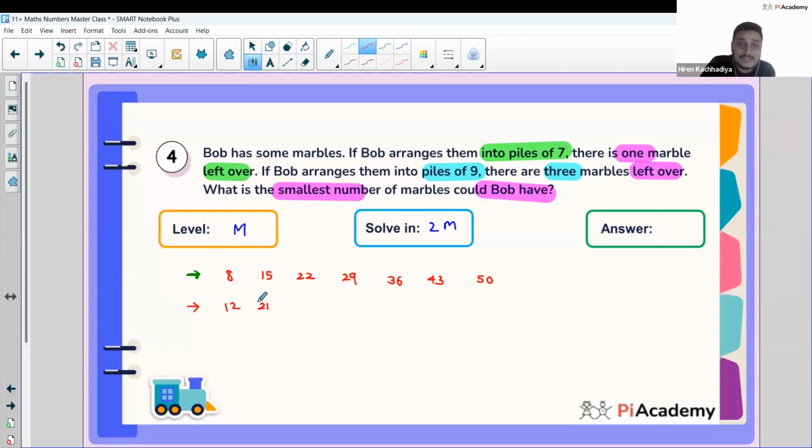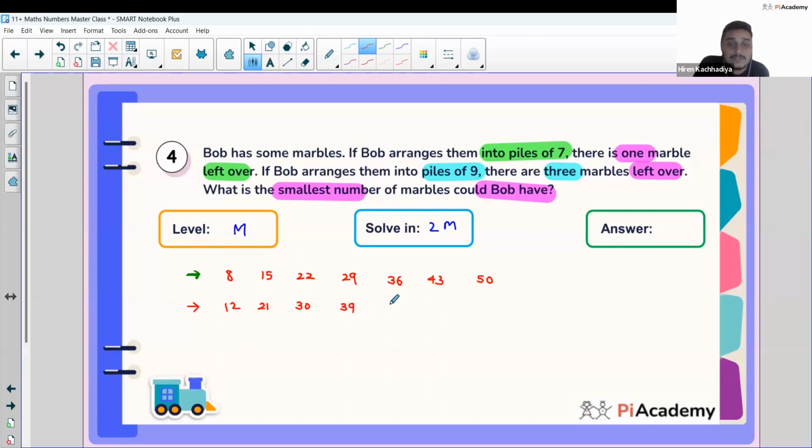Like 9 times 2 is 18. 9 times 3 is what? 27. So 27 plus 3, that is how much? 27 plus 3 is 30, right? Then you have how much? 4 times 9 is 36, right? And 36 plus 3 is 39, okay?